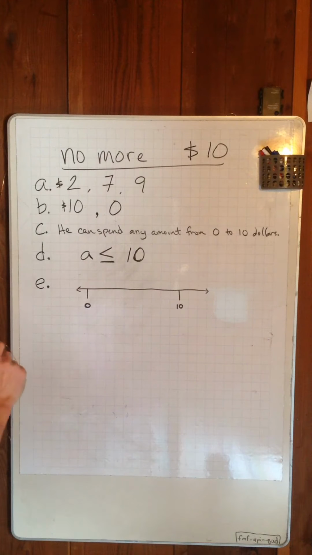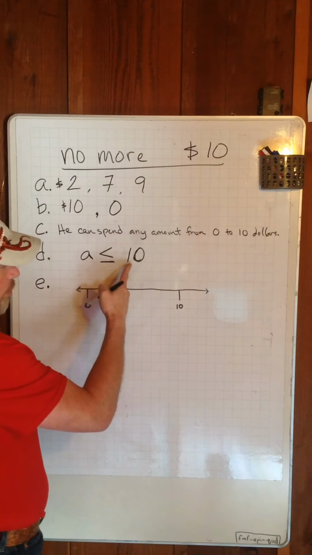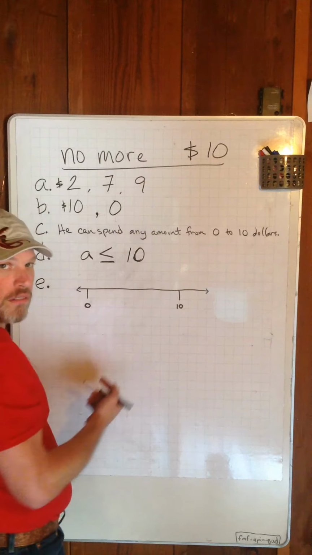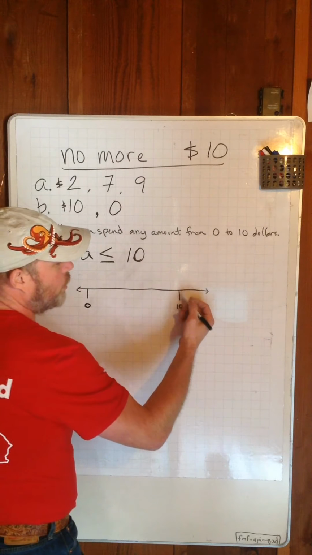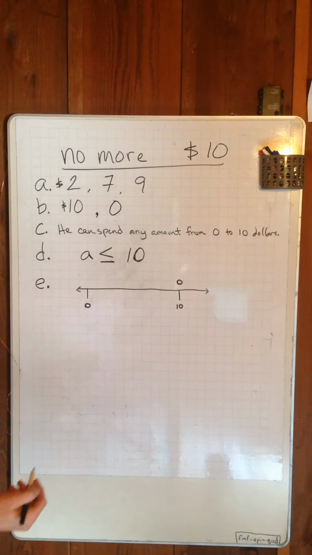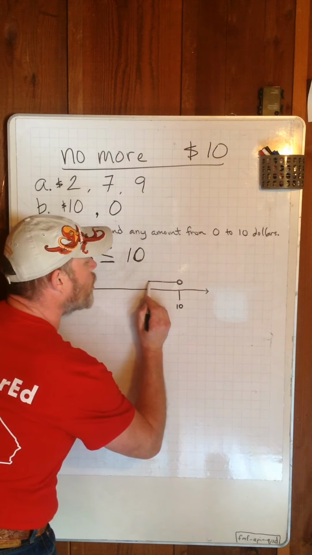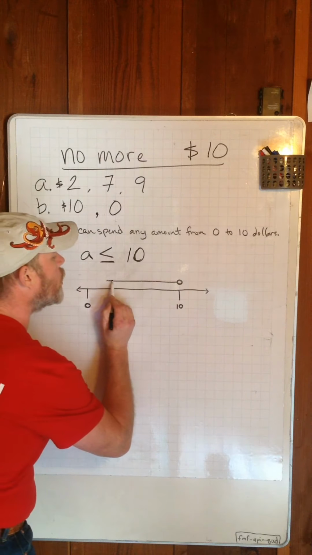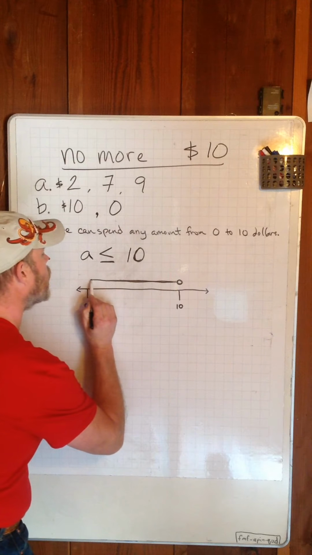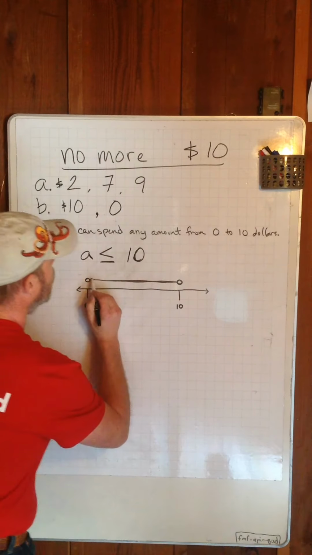So now we have to make an inequality that shows 10 could be the number, but it could also be any of the numbers underneath 10. Right? So what I want to do is put a dot here at 10, because that's showing me the number where it is. And then I'm going to draw a line showing all the other numbers that it could possibly be. Just like that. Okay.